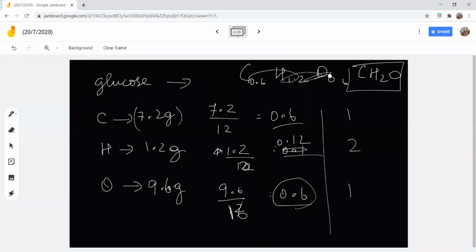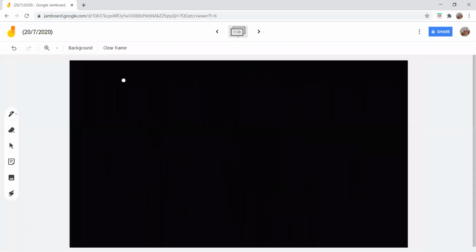You understand? Once you simplify the number of moles, once you take the simplest ratio between the number of moles, you will be getting only the empirical formula of the compound. Clear? The empirical formula that I have got for glucose is CH2O. Correct? So 12 plus 2 plus 16, what do you have? 30. So you have 30 grams. This is the empirical formula mass.